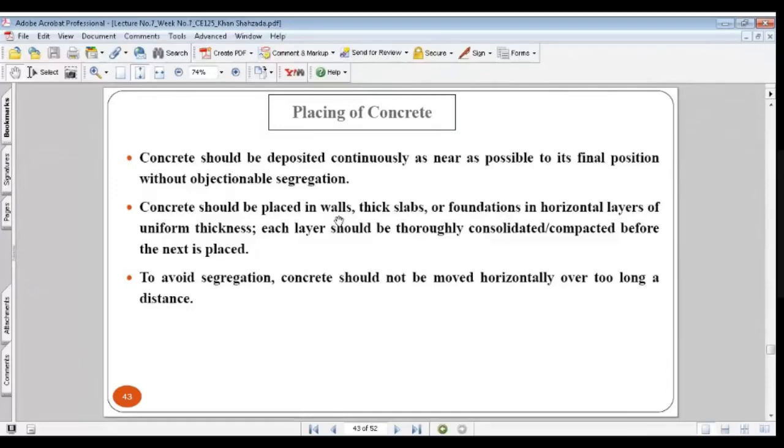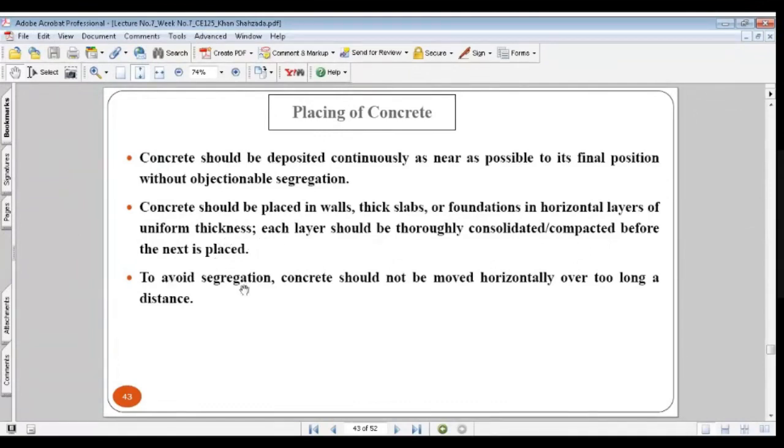You can make shear walls from the concrete, you can make slabs from the concrete, you can make foundations from the concrete. So it should be filled in horizontal layers of uniform thickness. If possible, you have to keep the thicknesses of the layers uniform. Each layer should be thoroughly consolidated or compacted before the next is placed.